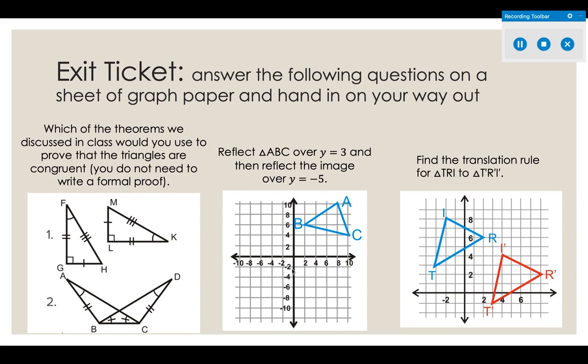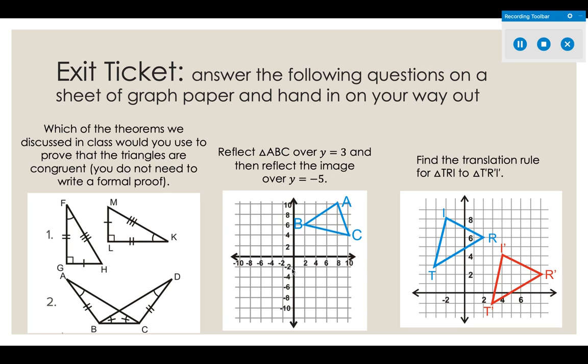This exit ticket, which I would like you to bring in when you come back to school, I would like you to answer these 3 questions on a piece of graph paper and then hand it in when you come back to school. So these questions say, which of the theorems we discussed in class would you use to prove that the triangles are congruent? You do not need to write a formal proof. We did not go over how to write a formal proof in this class, so I just wanted you to say if you would use side, side, side, angle, side, angle, side, or HL, any of the 4 that we discussed today.